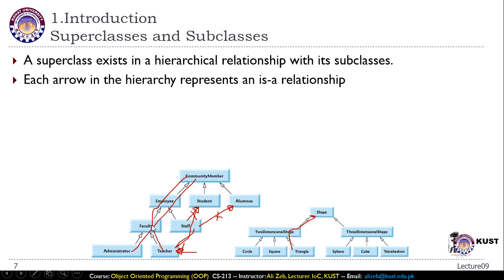That means that it will inherit the details of the faculty class, which in turn will inherit the details of the employee class, and that will inherit the details of the community member. So the teacher is a subclass of the faculty class as well as the employee class and the community member class, and the same is the case with the administrator. In this case, it will have access to the faculty class's members as well as the employee class's members and the community member class's members.